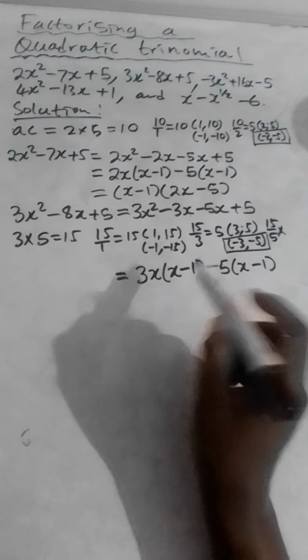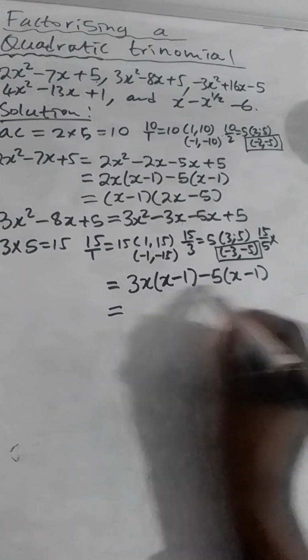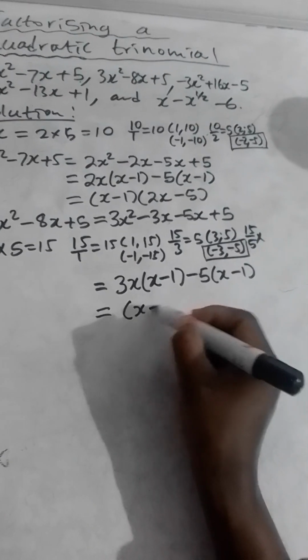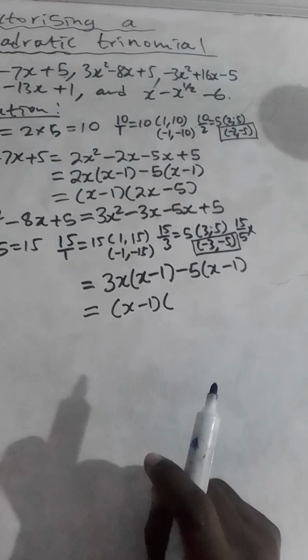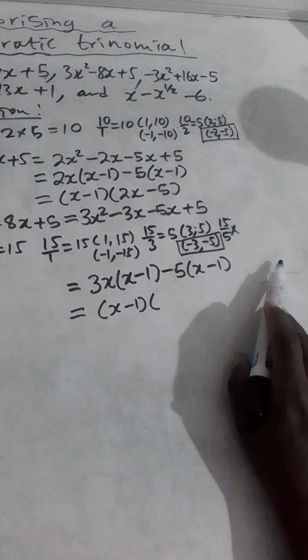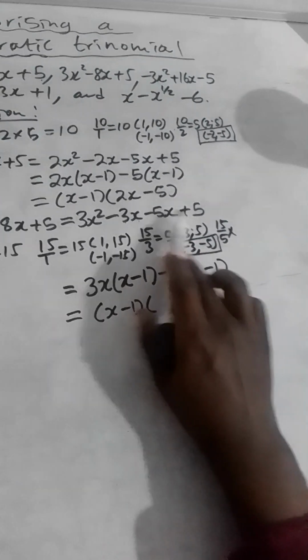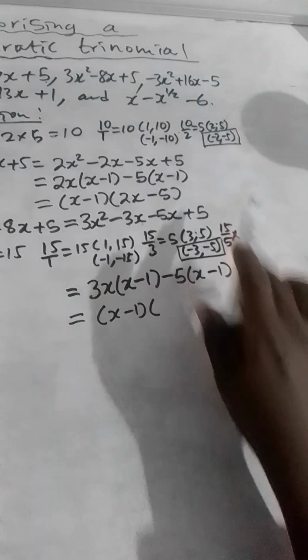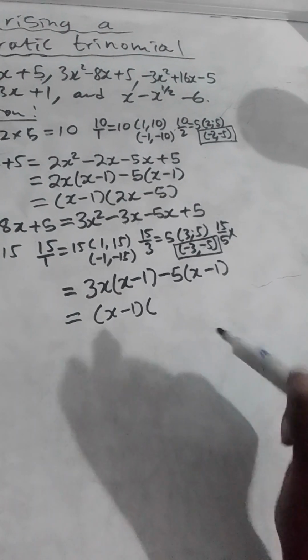Now that means we have a common bracket there. We take it out. That's step number 4. Remember, step number 3 is to factorize in pairs. Step number 2 is to split the BX term. Step number 1 is to find the factors of AC that will give you B.